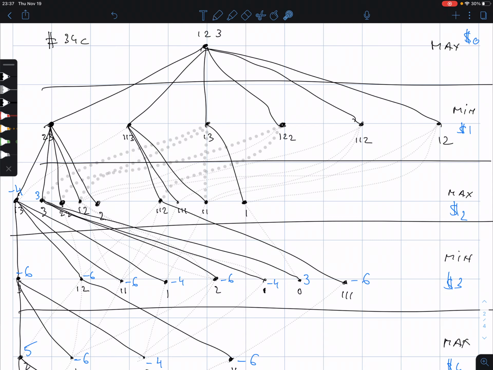The 2, 2 has 2 children only. No, wait, what are the children here? Let me trace it back. Negative 6 and negative 6. So yeah, it is negative 6. The 1, 2. The children of 1, 2. I got a little bit lost. What are the children of 2?